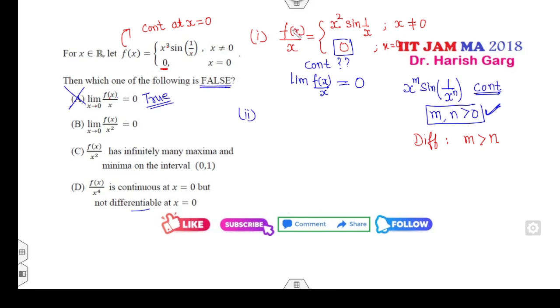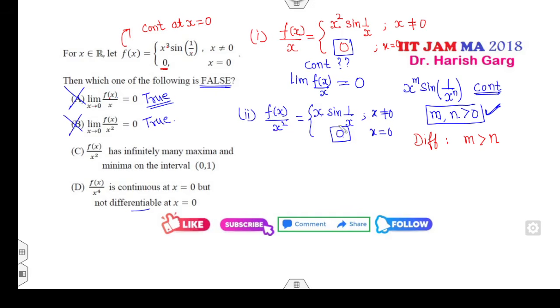Second one, f(x), अगर इसको x square से divide करेंगे, what is the limit of the x square? It will be x into sine 1 over x. Fine, and 0. So is it continuous? Yes, it is continuous because m and n are greater than 0. So once it is continuous, the limit will be 0. So yes, it is also my correct statement.